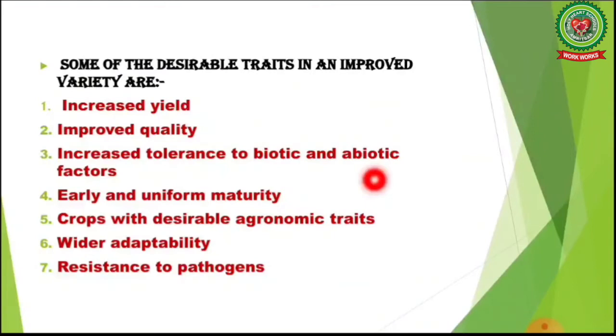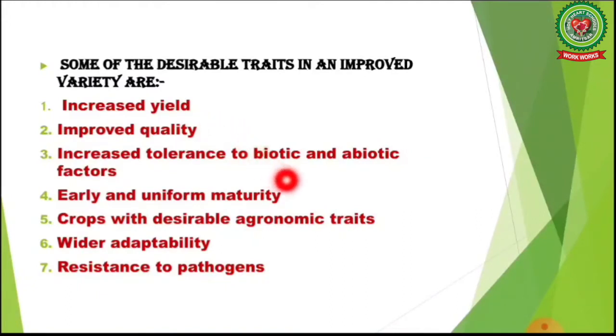Some of the desirable traits in an improved variety can be summarized as: first is increased yield. Production of high yielding varieties, that is HYV. It improves the productivity of economic produce. Second, improved quality. Quality consideration varies from crop to crop. For example, it could be baking quality in wheat, protein quality in pulses, oil quality in oil seeds, etc.